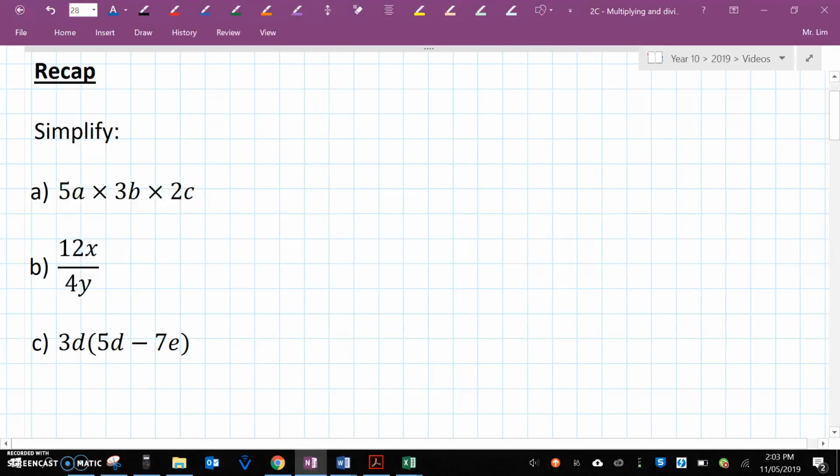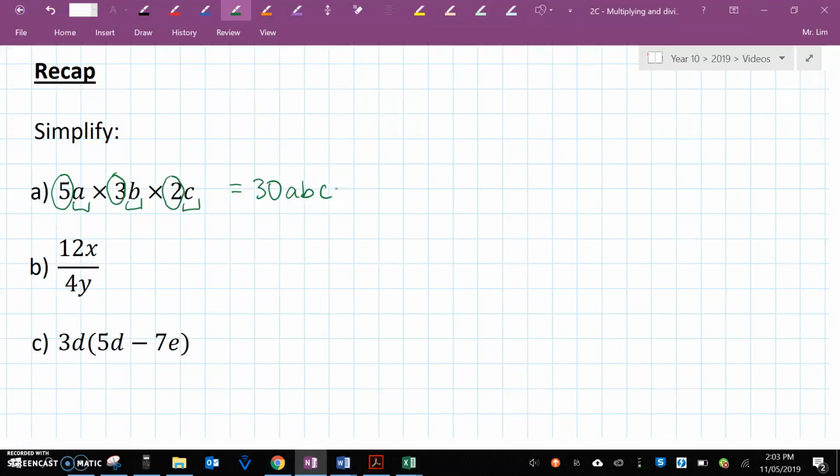So here we're going to simplify 5a times 3b times 2c. Whenever we multiply terms, we multiply all the numbers together. 5 times 3 is 15, 15 times 2 is 30. And then we put all the pronumerals together, A, B, C. So we multiply all the numbers together, all the coefficients, and then all the pronumerals.